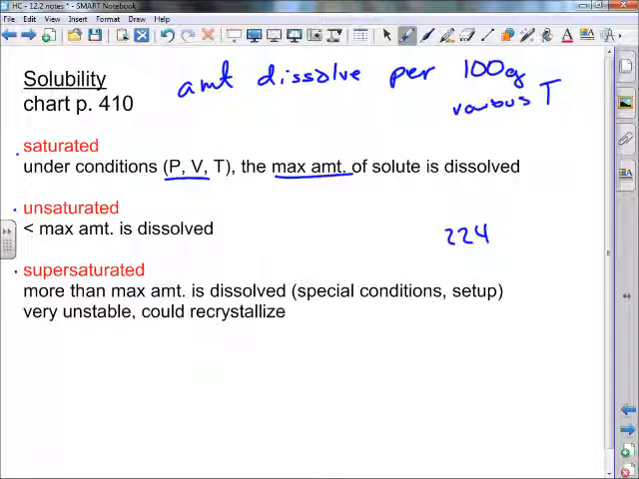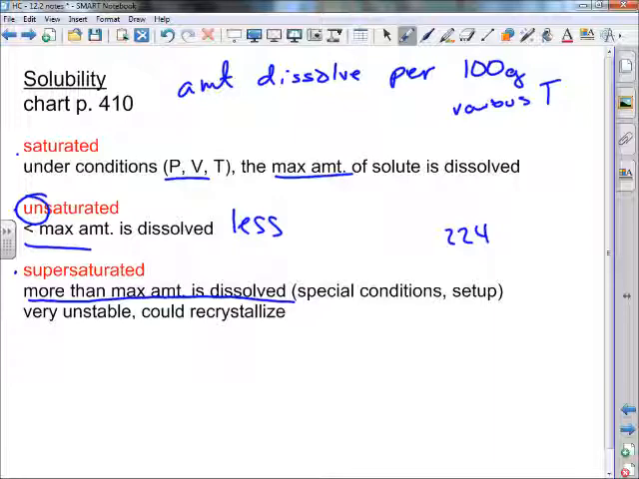Now, if something's unsaturated, we're less than the maximum amount. So it's under saturated. That's possible. Sure, 35.9 can dissolve, but if I only put 5 in, I'm still under the max. I'm still under the saturation point. Okay. Now, supersaturated is kind of interesting because, number one, it's very difficult to do. It takes some special conditions and things like that, and it's not very stable. But here's what supersaturated means: we actually are able to dissolve, and this is the key phrase, dissolve more than what the chart says it should dissolve.